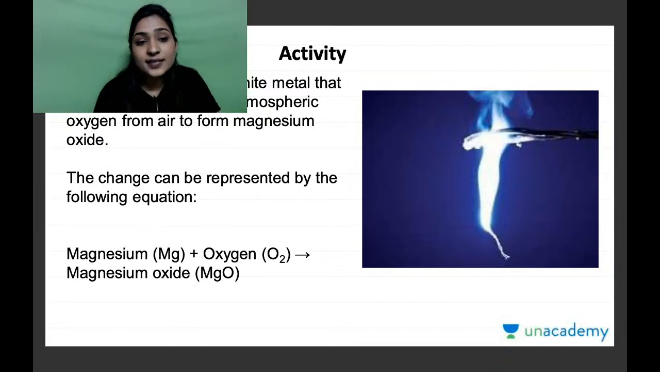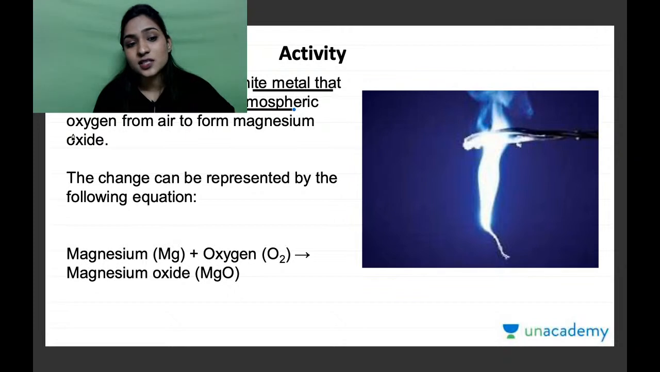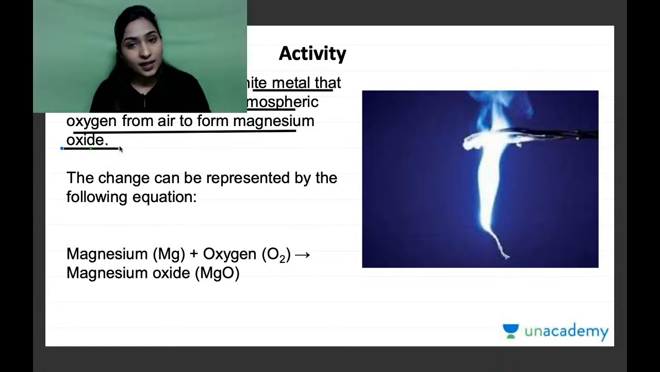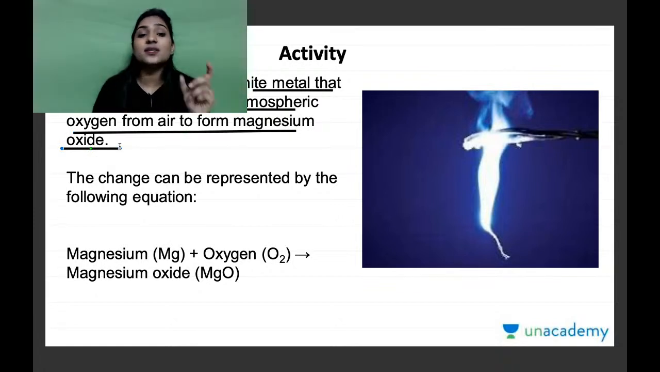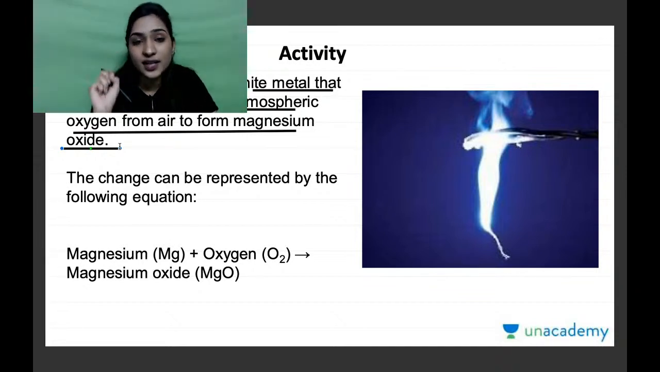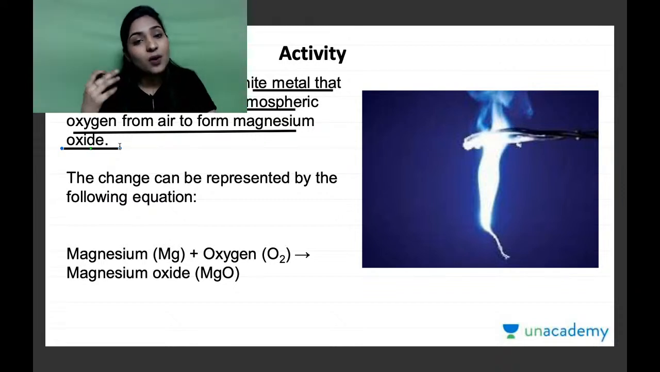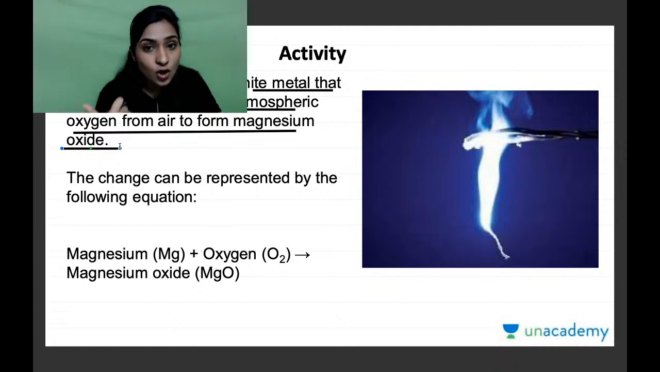Magnesium is a silvery white metal that burns in air and utilizes atmospheric oxygen from air to form magnesium oxide. अगर आप मैग्नीशियम को जलाते हो तो क्या होता है? मैग्नीशियम इज अ सिल्वर कलर का व्हाइट मेटल, ठीक है. तो मैग्नीशियम होता है एक सिल्वर कलर का व्हाइट मेटल, जिसको अगर आप जलाते हो तो वो एटमॉस्फेयर से थोड़ा सा ऑक्सीजन लेगा, वो जलने के लिए ऑक्सीजन लेगा टू फॉर्म व्हाट? टू फॉर्म मैग्नीशियम ऑक्साइड. तो क्या हुआ यहाँ पर? You can see new substance got formed.